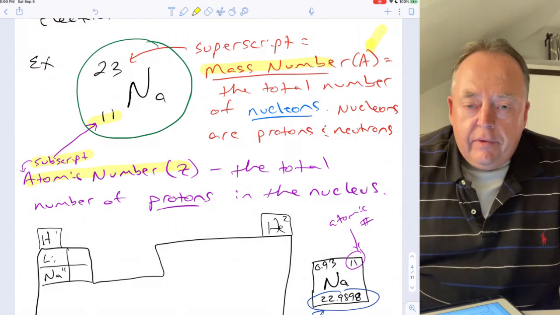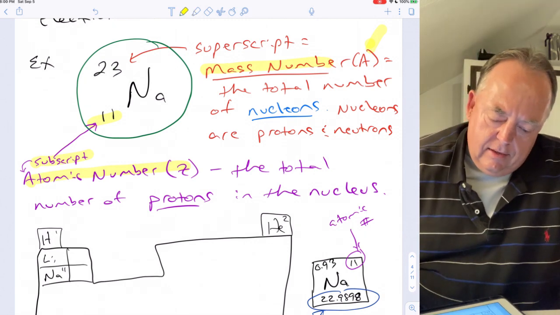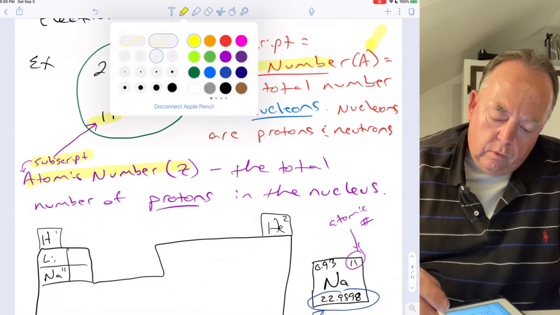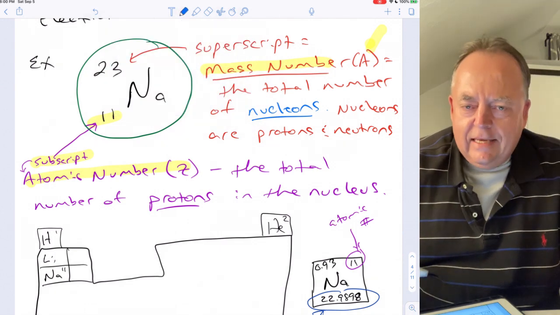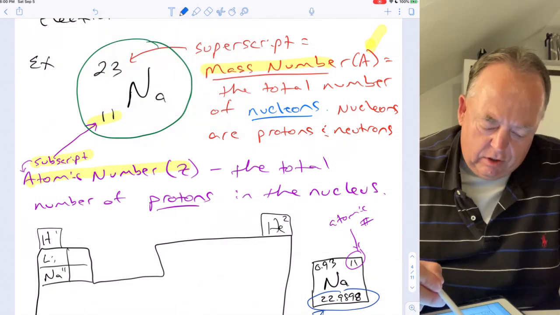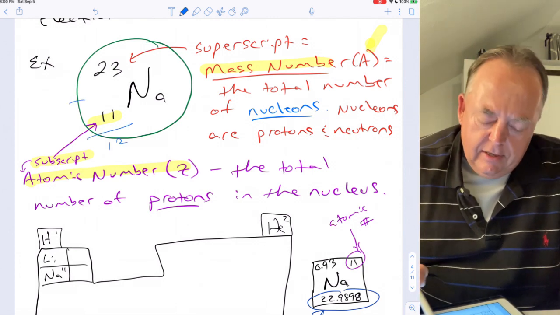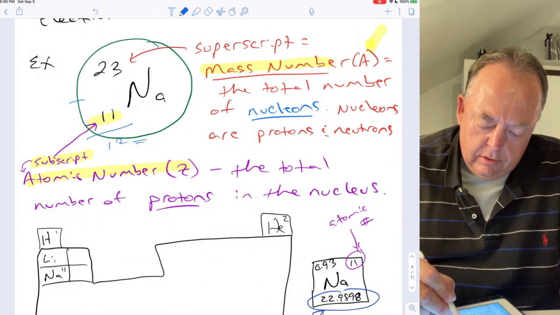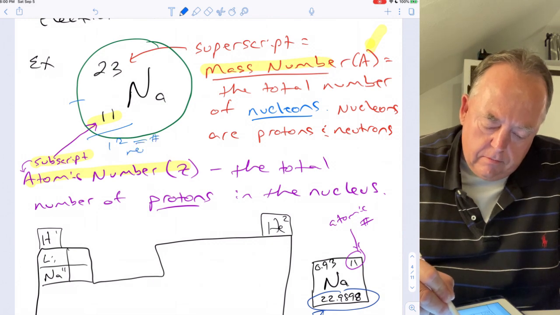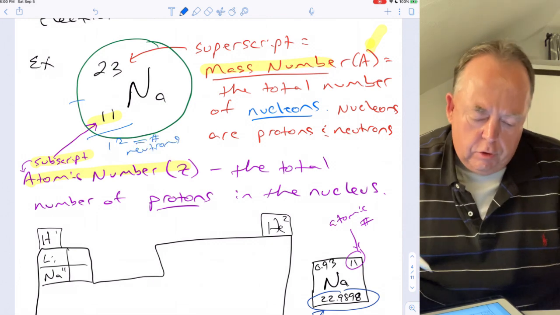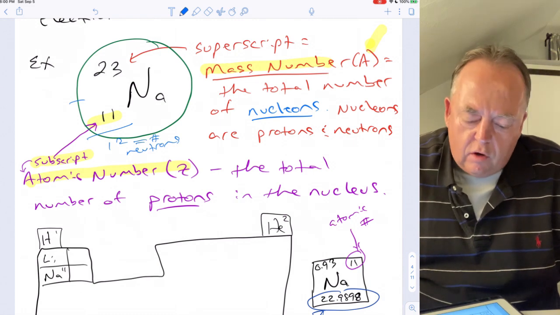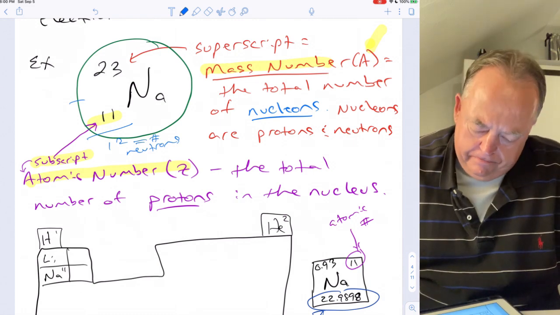So how can you figure out how many neutrons there are? Well, since the superscript represents the total number of protons and neutrons, and the subscript represents the total number of protons, then you can subtract the two, and that tells you the number of neutrons in the nucleus. So there's 11 protons and 12 neutrons in the nucleus of that atom.